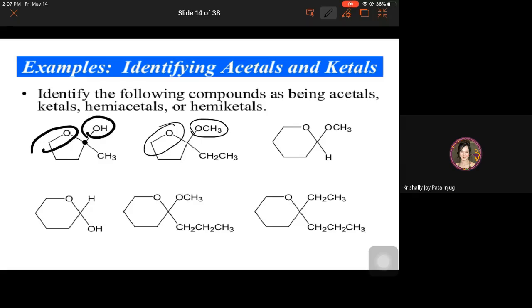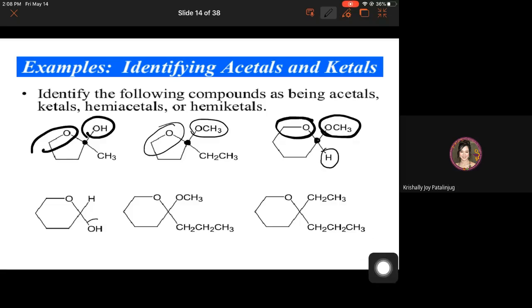OR group. Very good. It's ketal. Okay, OR. If it's all OR, attached on the same carbon, go straight to checking for the presence of hydrogen. There is no presence of hydrogen on that carbon, so ketal. Here, OR, attached on the same carbon. Very good. It's acetal, because there is a presence of hydrogen.